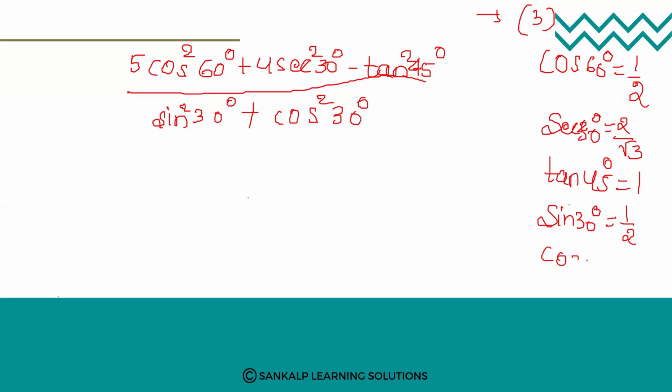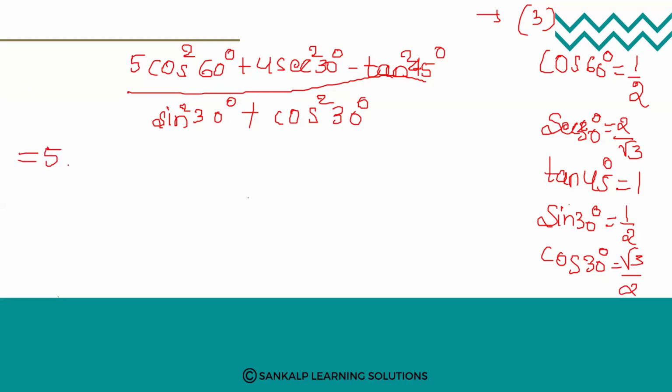Cos 30 degree is root 3 divided by 2. Yes. So whatever values are given in our question, we are writing all of them here. Now substitute all these values in this problem.